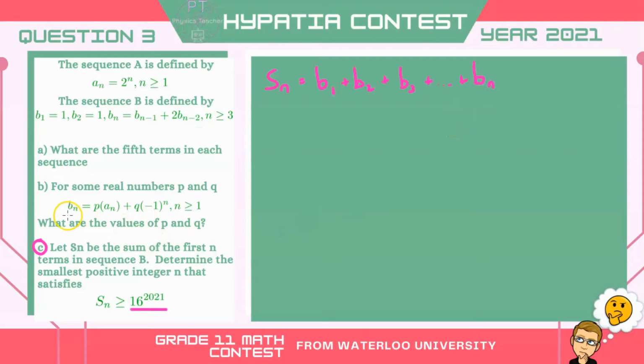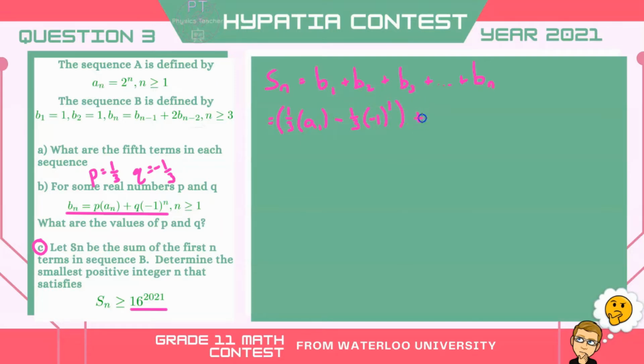All right, so let's substitute what Bn actually is, because from part B we have an expression for that, and we've also solved for P and Q as well. So let me rewrite the values of P. So we have P as 1/3 and Q as -1/3. So that means we can write B1 here as P, which is 1/3, and I'm going to put brackets in here, all times A1 minus 1/3, because Q is -1/3, times -1 to the power of n, which is for the first term 1.